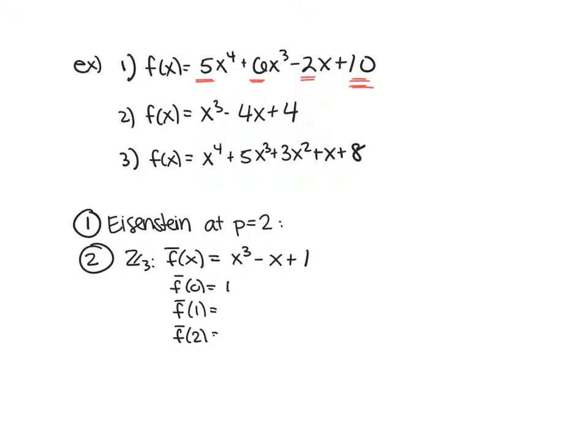So if we plug in 0, we get 1. If we plug in 1, we get 1. If we plug in 2, 8 minus 2 plus 1 is 7, which is 1. So we get 1 no matter what we plug in. We never get 0. So this is irreducible over Z3, which means by the mod P irreducibility test, it's irreducible over Q, the rational numbers. All right, now the third one I think is the hardest.